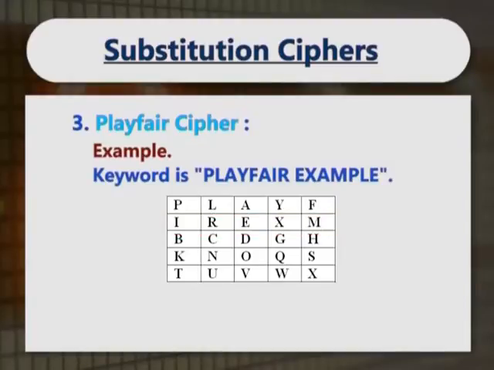Let us now evaluate what part of the keyword is covered in the first 2 rows. Our keyword is Playfair example. Our first 2 rows contain PLAYF and IREXM, which means only 3 letters are left, that is P, L and E. But P, L and E are duplicates and are already included in the first 2 rows. Therefore, all of our keyword alphabets are covered now.